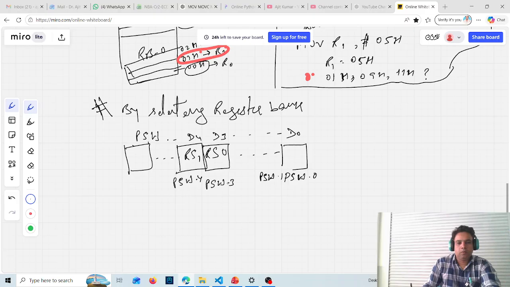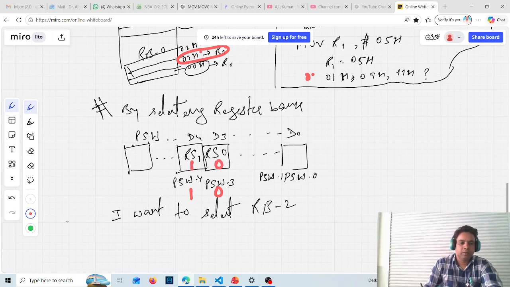Now suppose that I want to select register bank, let's say 2. In that case, this bit should be 1 and this bit should be 0. Fine. Now, to set this bit RS1, that is PSW.4, we have an instruction called SETB.